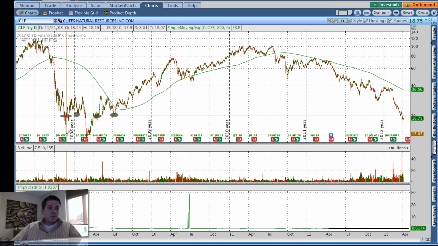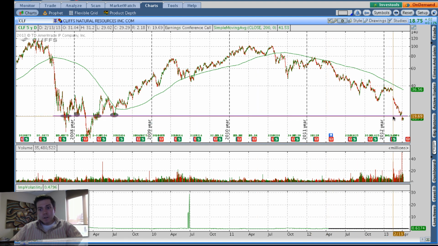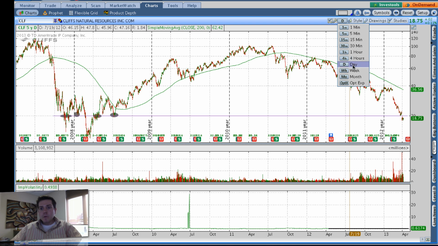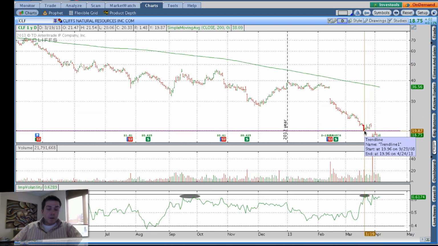Granted, that one quick drop was pretty swift and well below 20, but this 20 level, there's definitely some interest way back in the past 5 years ago that could come into play here from a shorter term perspective for a quick bounce in CLF. So we literally entered this spread, or we sold the naked puts.